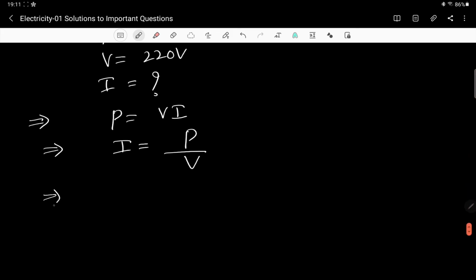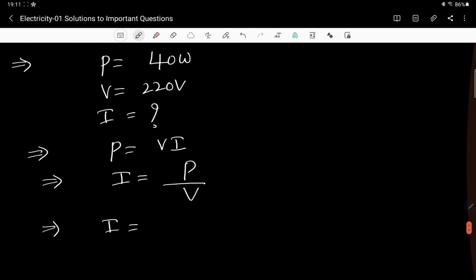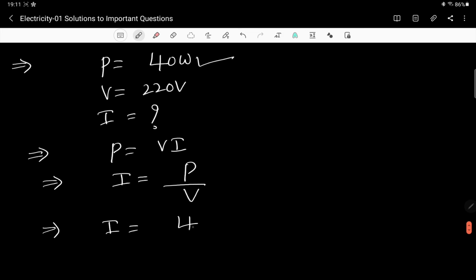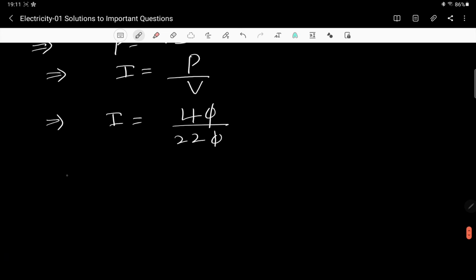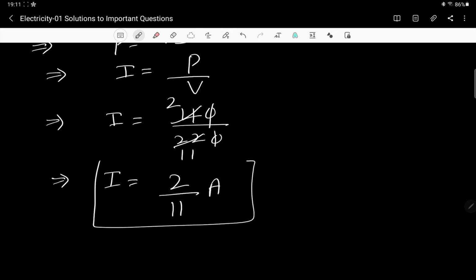So what is the value of P? P is what they have given, right, 40. So 40 divided by 220. So the 0s got cancelled. 4 divided by 22 means it becomes 2 2s are 4, 2 11s are 22. So that is going to be 2 divided by 11 ampere. All right, this is quite simple.